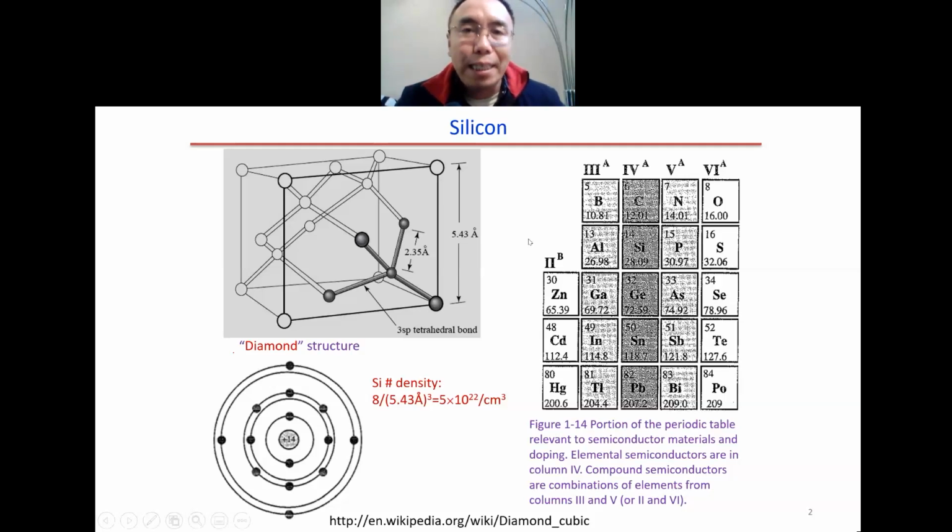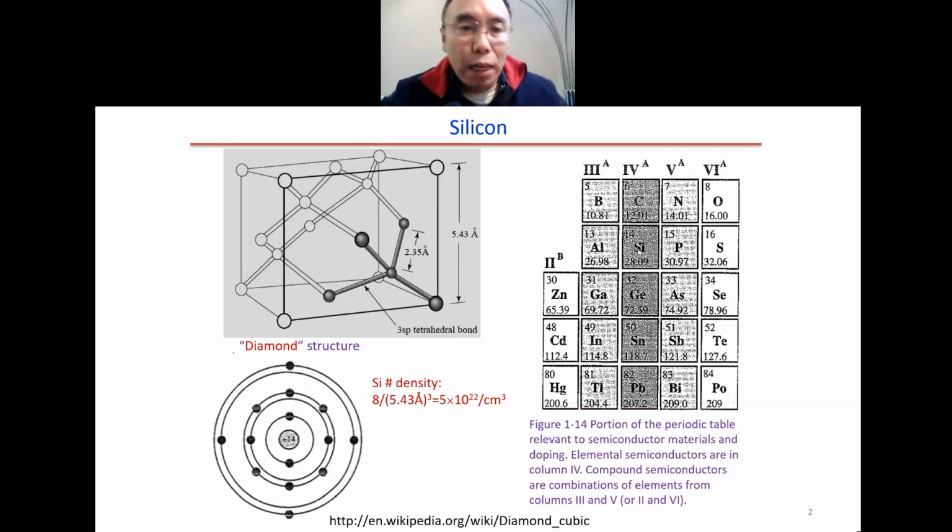Now let's look at silicon a little bit more. Silicon is similar to carbon. For carbon, we have graphite and diamond. For silicon, it's mostly the diamond structure. It is also possible to have 2D forms. For carbon, we have the diamond structure, and also graphite. There is also the monolayer, called graphene. It is also possible to have a monolayer of silicon, called silicene. But this one is very difficult to synthesize.